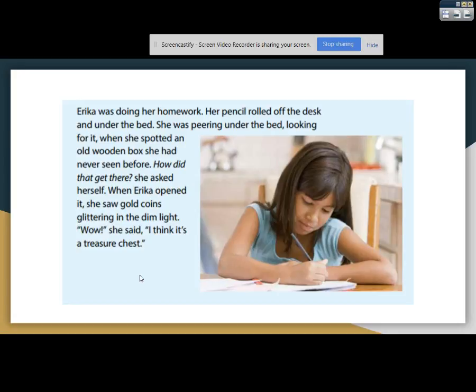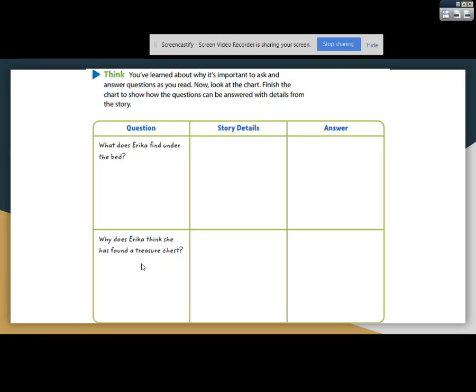So here's a story on page 78, I believe. Erica was doing her homework. Her pencil rolled off the desk and under the bed. She was peering, that means looking, under the bed, looking for it, when she spotted an old wooden box she had never seen before. How did that get there? she asked herself. When Erica opened it, she saw gold coins glittering in the dim light. Wow, she said, I think it's a treasure chest. All right, so she's looking under her bed. If you want me to reread that to you, just rewind it, okay?